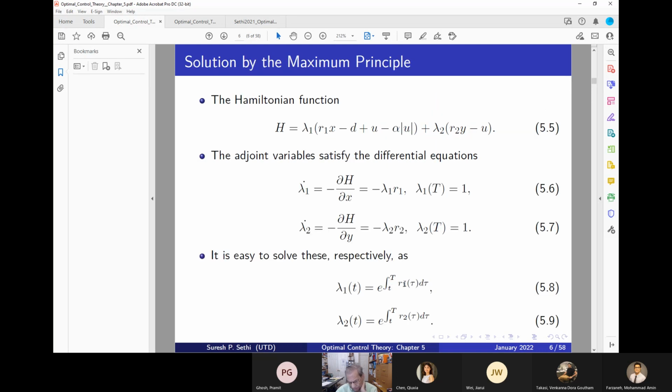Notice, if this was a constant, then it would be e to the R1 times capital T minus small t, which is what you would expect, right? E to the R1 times the amount of time elapsing from small t to capital T. But because they are changing, I have to integrate them.